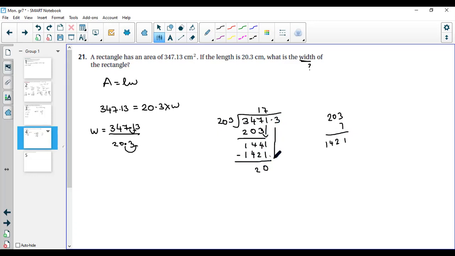Bring down the 3 again. Don't forget the decimal point. So 203 divided by 203 is 1. So that will give us the remainder as 0. So the width of the triangle is going to be 17.1 centimeter, because the question itself is in centimeter. So this is how you do it. Only you should not get confused, or you should not leave out any digit here.